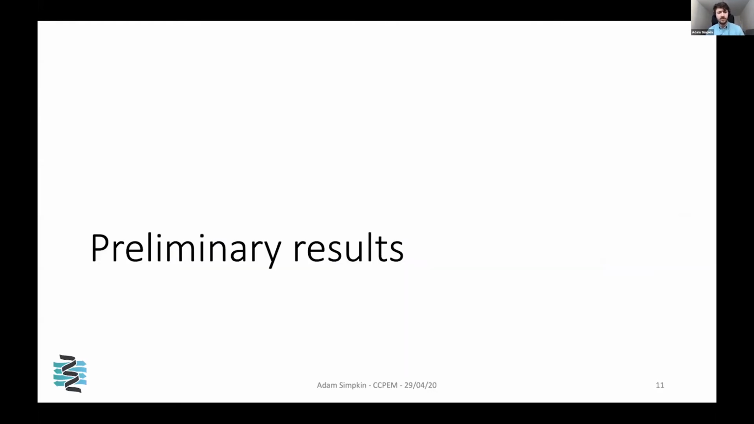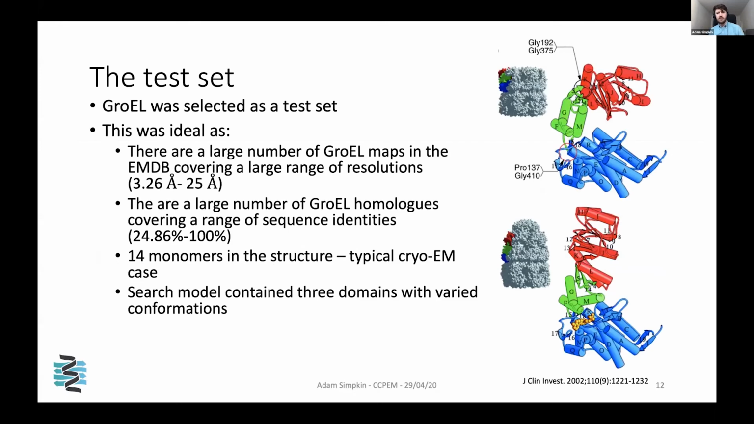So, some preliminary results. I selected GroEL as a test set. This was ideal as there are lots and lots of GroEL maps in the EMDB. There are lots of different resolutions. There's also quite a lot of other chaperonin proteins in the PDB that cover different sequence identities.